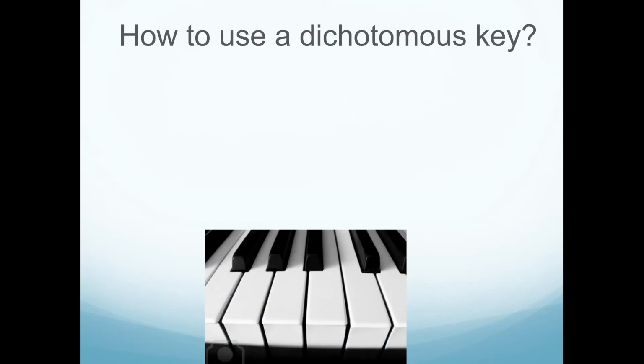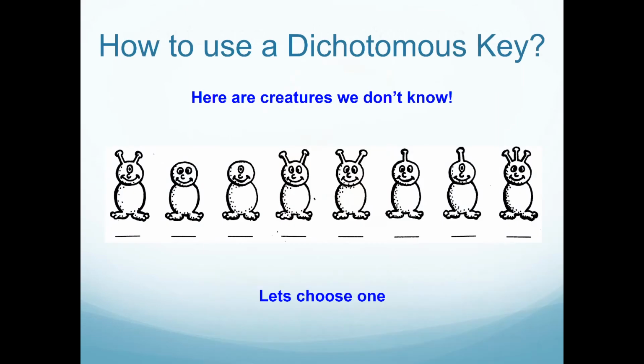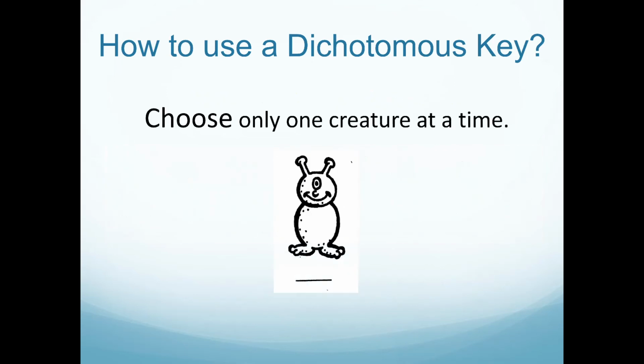So how to use a dichotomous key. You guys might have done this worksheet in Miss Krieger's class if you had Miss Krieger, but here you have a bunch of little alien monsters. And we're going to go through and we're going to pick one. So don't worry about picking one, it's going to pick one for you. Oh, look. You picked that one.